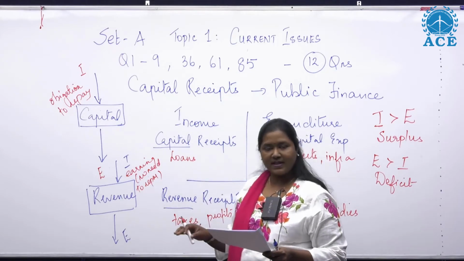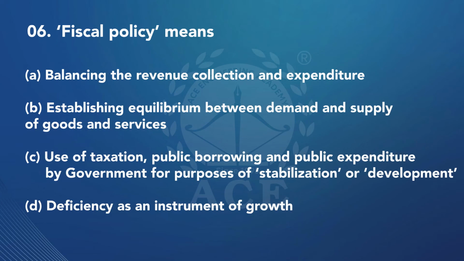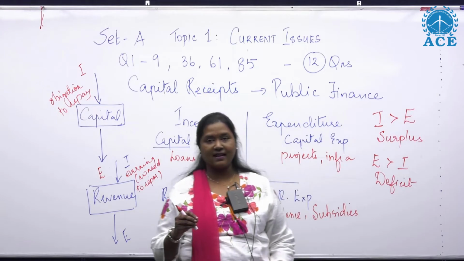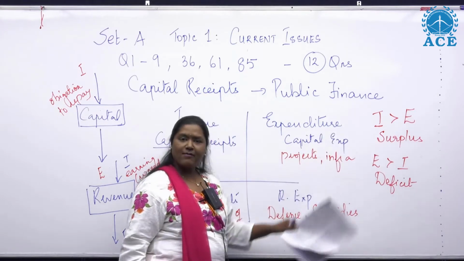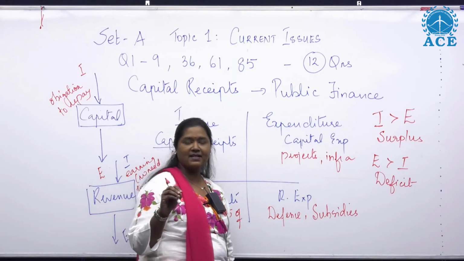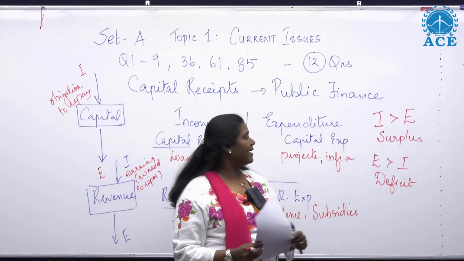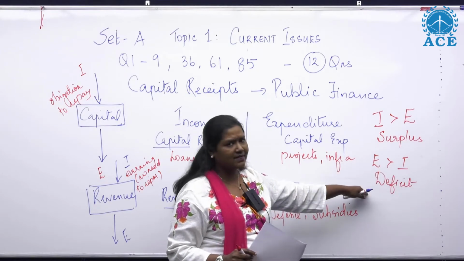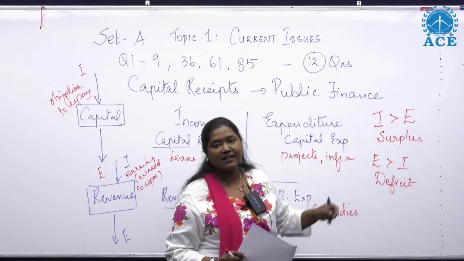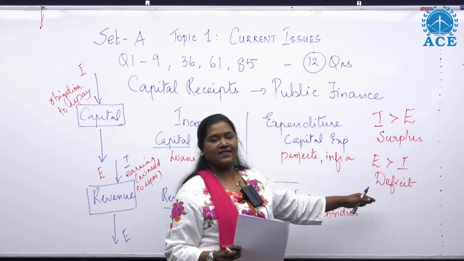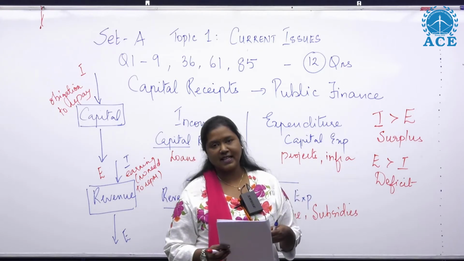So, if you come to question number 6, fiscal policy. What is fiscal policy? India, because we are a developing country, is going to have more expenditure, no doubt about it. But that expenditure should be in such a manner that, even though our expenditure is more and our income is less, and we are having a deficit, the deficit should be under control. And in order to control our fiscal deficit, we have a fiscal policy in place.